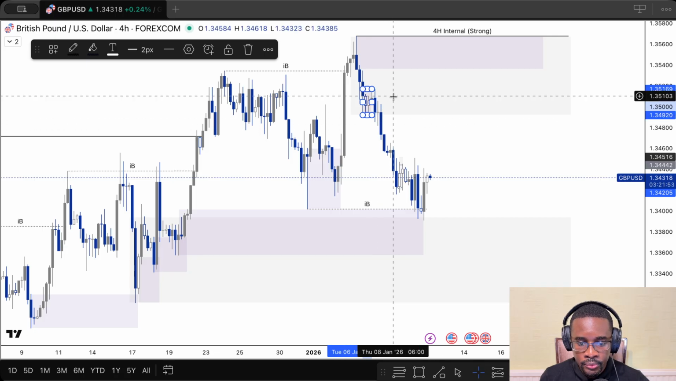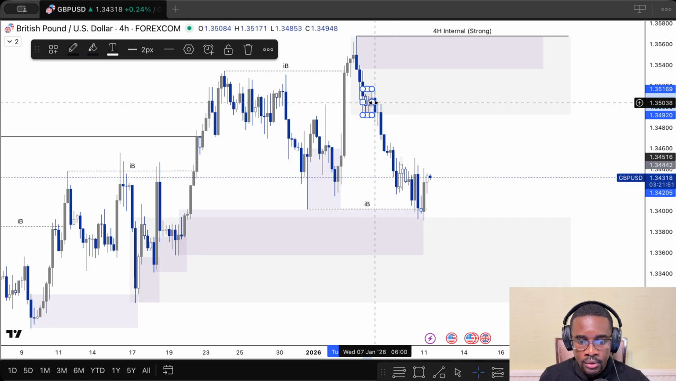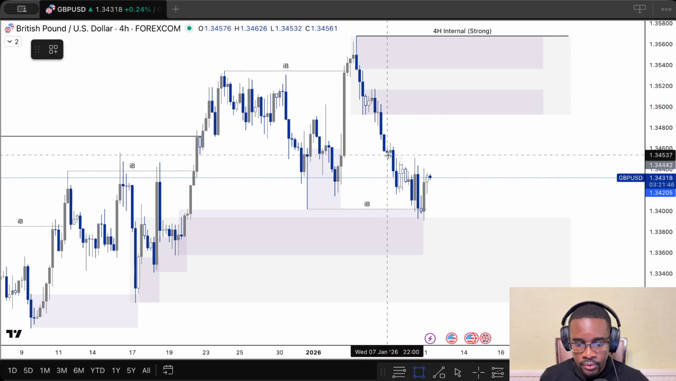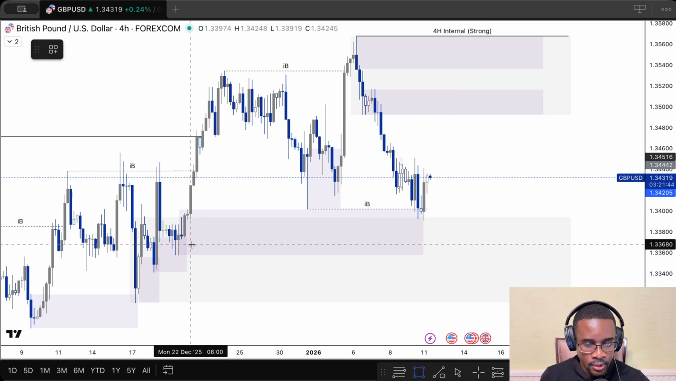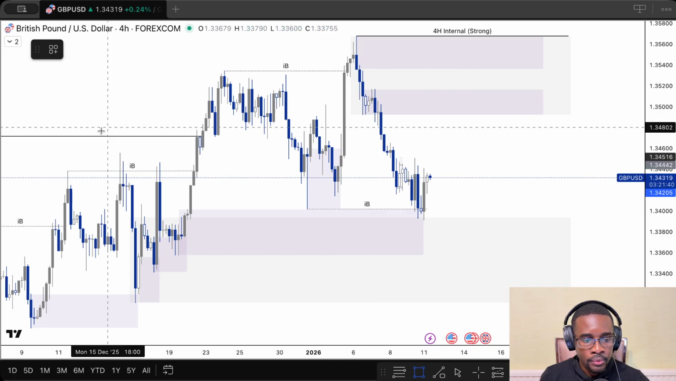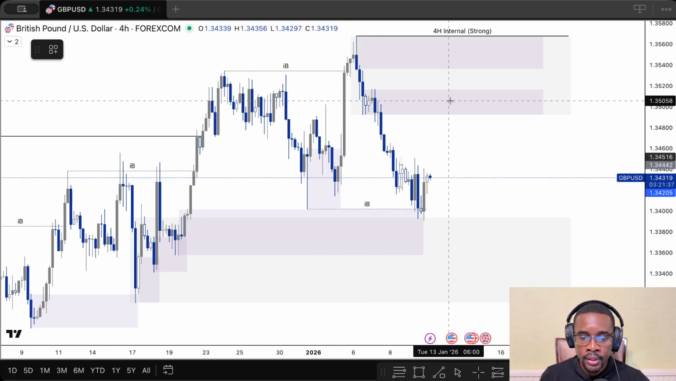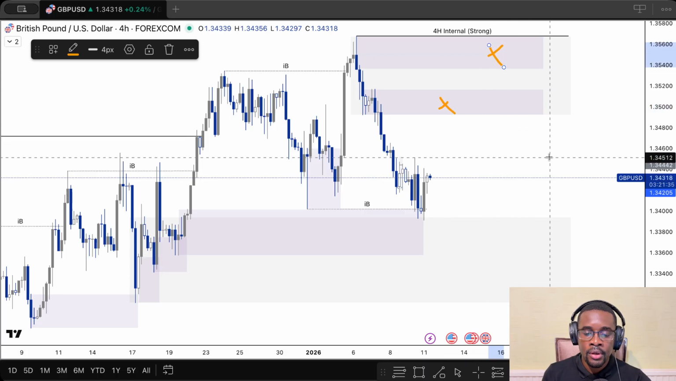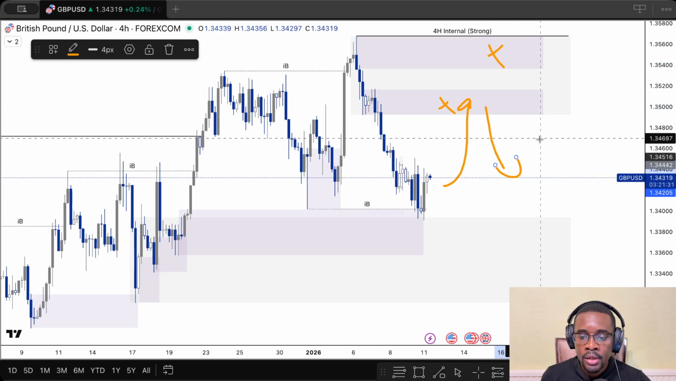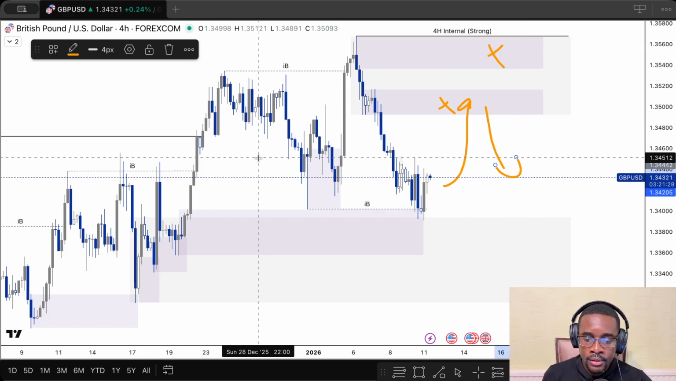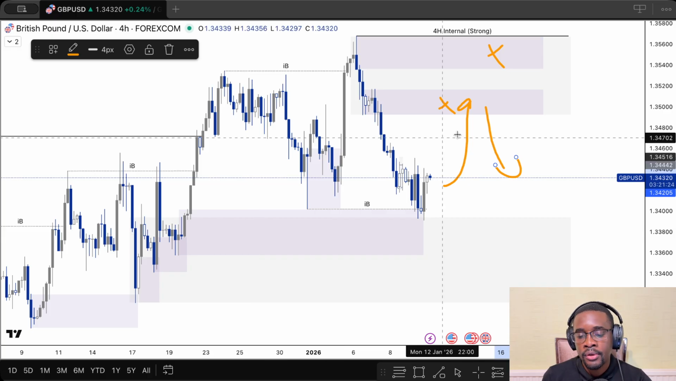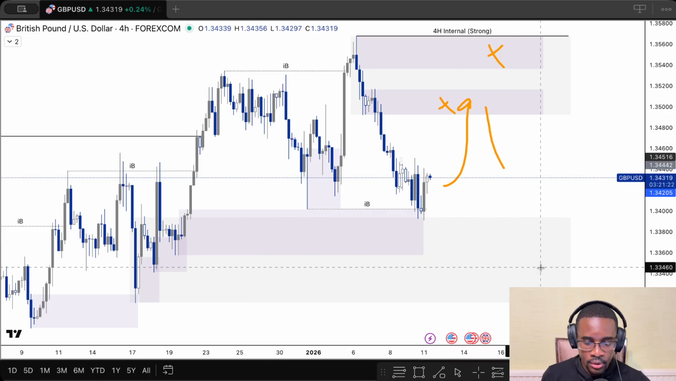Let's see where we had a, so we have that, and all of that has been mitigated. So these are our POIs that we are looking at. We have this POI, and then we have this POI. So we could expect price to go mitigate that and then have a reaction. Hopefully the reaction will be just enough to give us 2R.